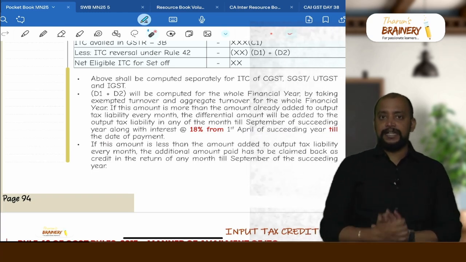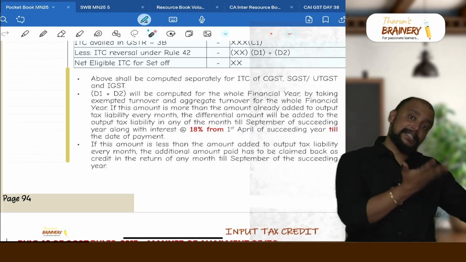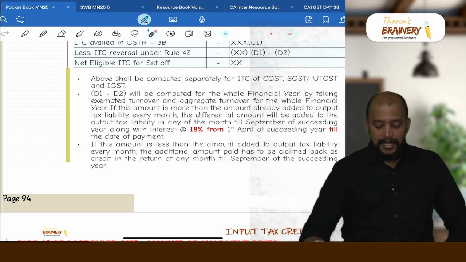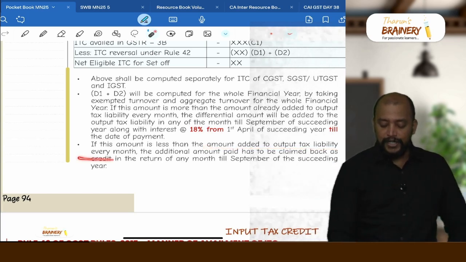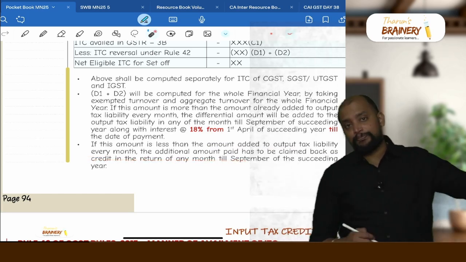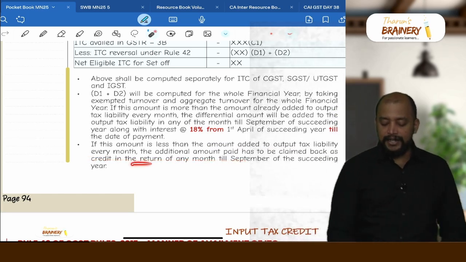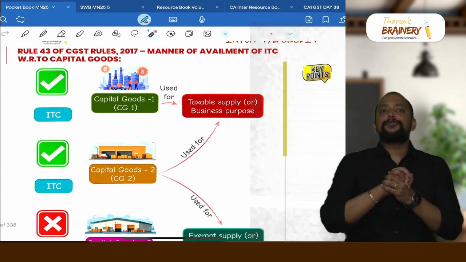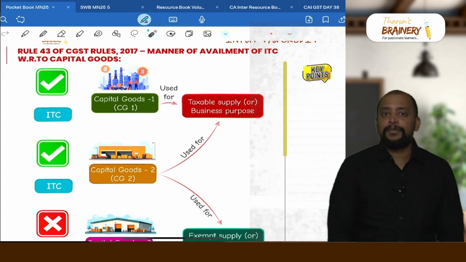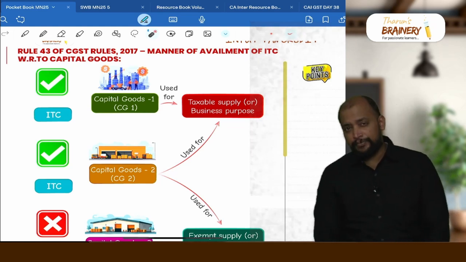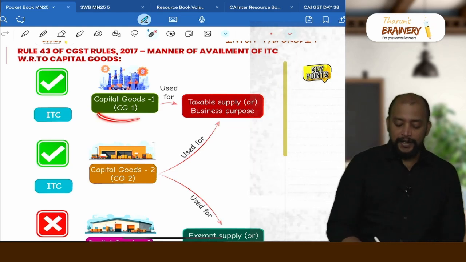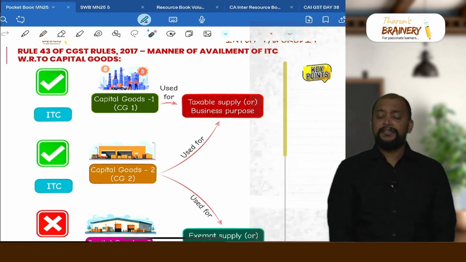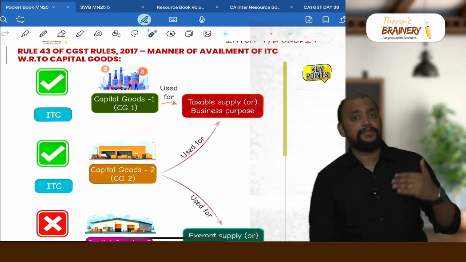And suppose the amount is less, which means what we have reversed is in excess of what we were supposed to reverse, then the difference can be availed as ITC. If this amount is less than the amount added to output tax liability every month, the additional amount paid has to be claimed back as credit in the return of any month till September of the succeeding financial year. Then we have rule 43, which talks about availment of ITC in case of capital goods. Simple: if we have capital goods 1 which is used fully for taxable and business purpose, can we take ITC on this? Yes, we don't have any restriction, we can take ITC.